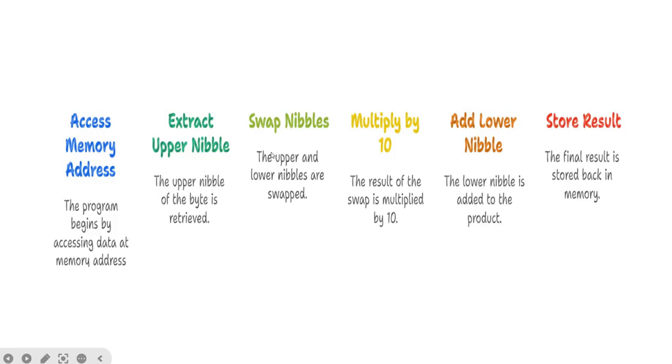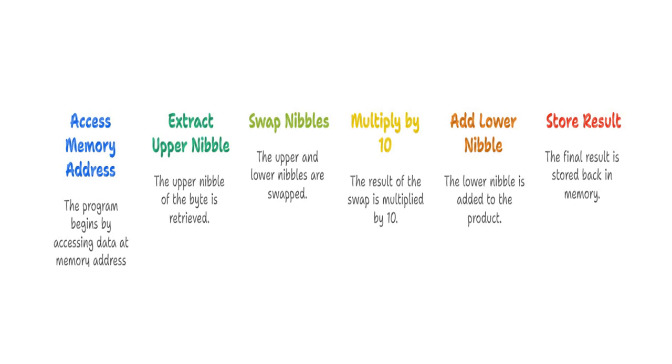Okay, then once that is done, you have to swap the nibbles, that is, the upper and the lower nibbles of the byte are swapped. This means that the original upper nibble becomes the lower nibble and vice versa. Once you have swapped the nibbles, then you have to multiply that with 10.